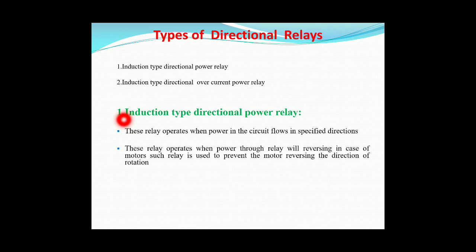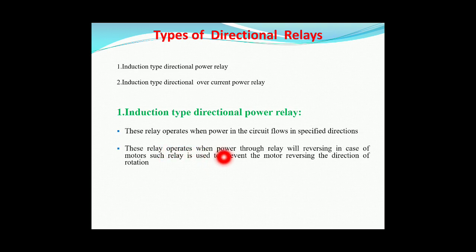In that, the first one is the induction type directional power relay. This type of relay operates when the power in the circuit flows in a specified direction. This relay will be operated when the power flow is in the specified direction. This type of relay is essentially a wattmeter. The direction of the torque depends upon the direction of current relative to the voltage.